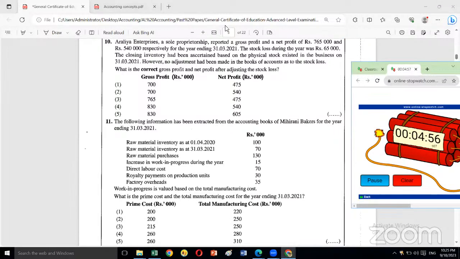Whatever you know, just give it a try. Even if it is correct or wrong, no issue. Do it. If you do it yourself, when I am explaining we will understand nicely. Quickly do it.